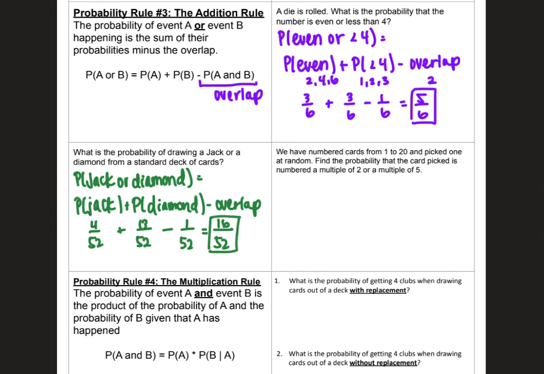All right, next example. We have numbered cards from 1 to 20 and one is picked at random. What is the probability that the card picked is a multiple of 2 or a multiple of 5? Multiples of 2 are 2, 4, 6, 8, 10, etc. Multiples of 5 would be 5, 10, 15, 20. So we're trying to find the probability that it's a multiple of 2 or a multiple of 5.